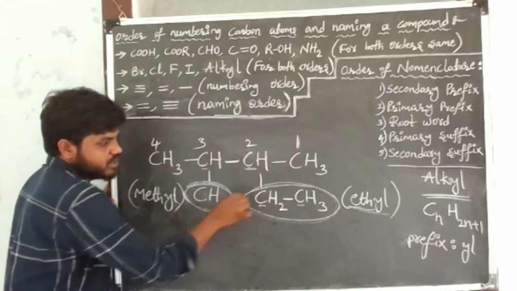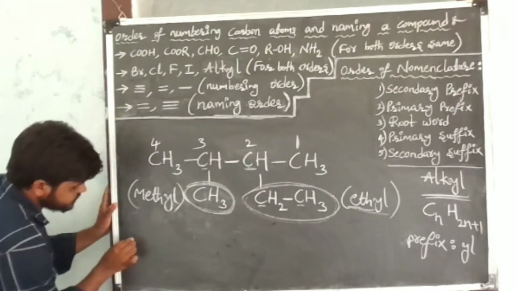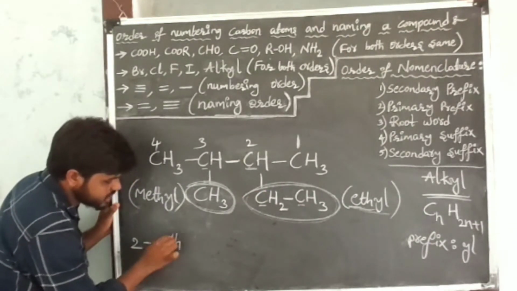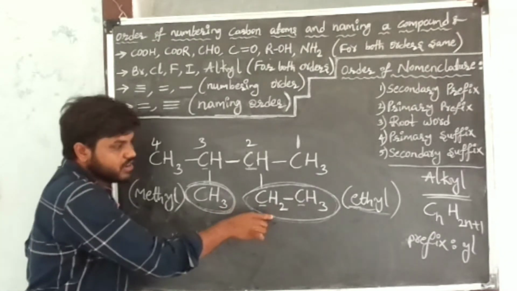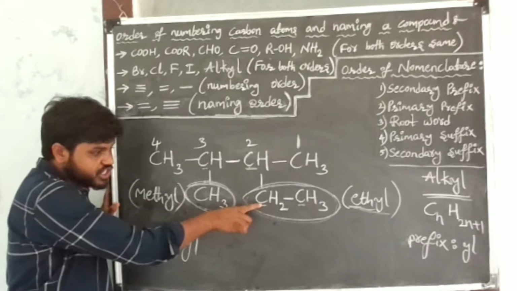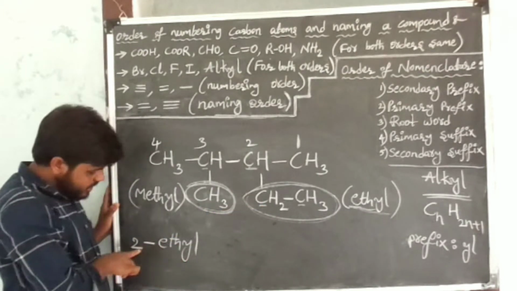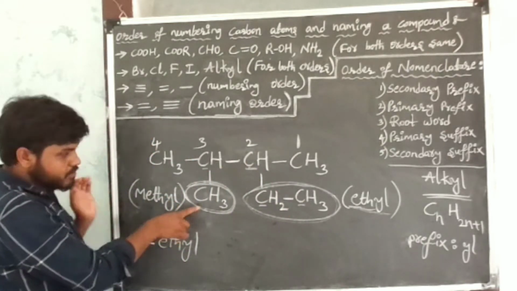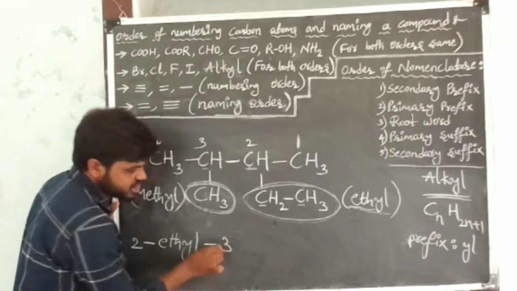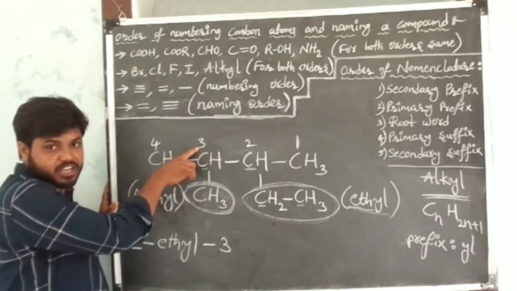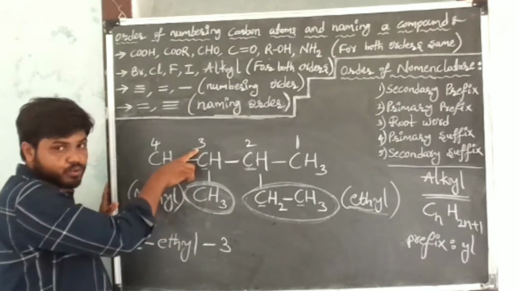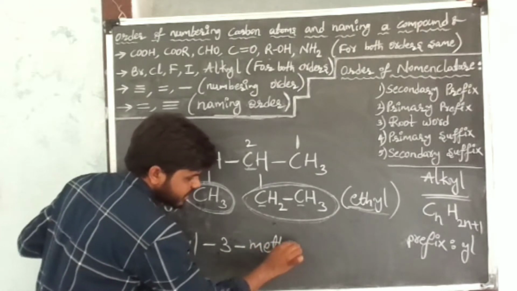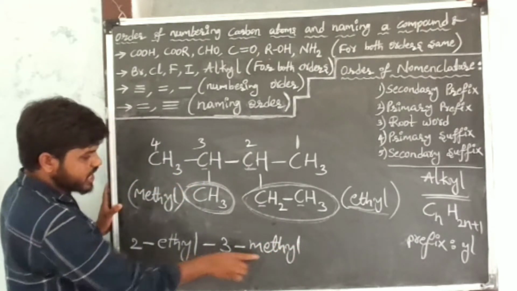The position of the ethyl is second. First write the position, then write the prefix of ethyl, that is ethyl. After writing ethyl, take the methyl. The methyl position is the third carbon. I wrote the position, and after writing the position, write the prefix of methyl, that is methyl.